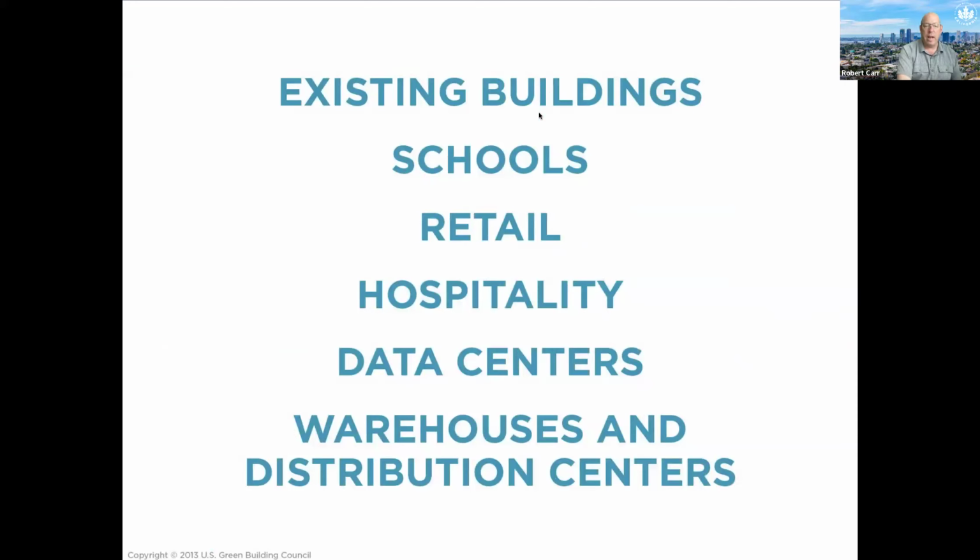Existing buildings actually have some adaptations. If you're a school, a lot of the credits have separate requirements. All the credit categories have similar expectations and similar ways to meet them, but they have some adaptations for the realities of schools, retail, data centers, and warehouse distribution centers. So these are the different adaptations for existing buildings. They have different realities in how they operate, and limitations and so forth.